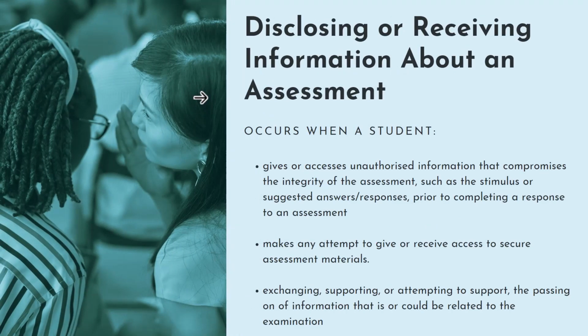Disclosing or receiving information about an assessment is a form of academic misconduct that occurs when a student gives or gets access to information that compromises the integrity of the assessment. For example, a student accesses a copy of the stimulus or the exam prior to the examination. This also applies to discussing exam questions and answers with students who have not yet sat the exam. For example, you may share the answers to a question on a science exam or share the content of a question on the science exam to another student who has not sat the test.